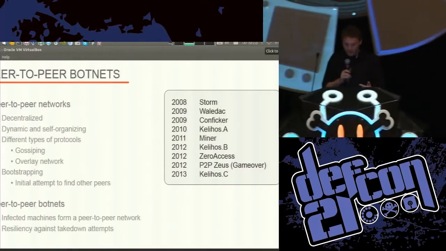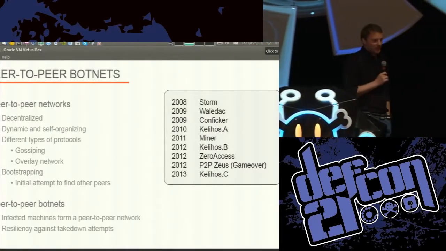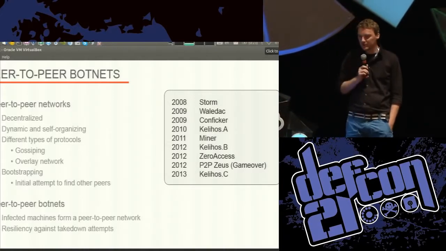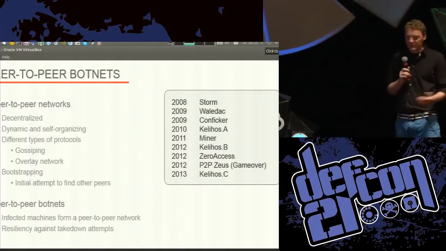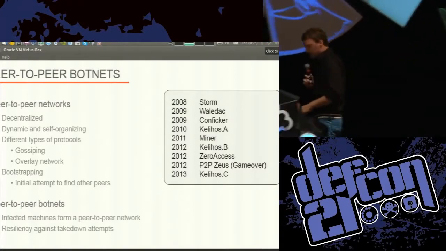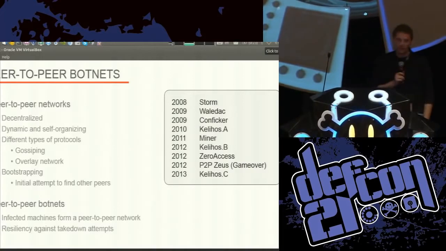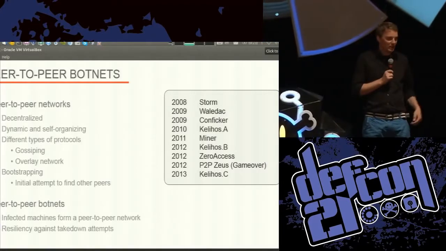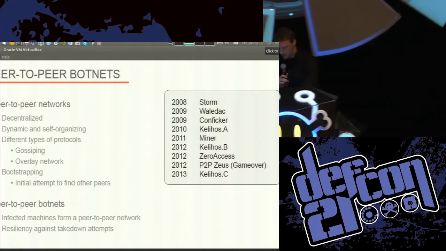Okay, well, going back to my slide here, obviously people build peer-to-peer botnets because they have the same goals as other people who build peer-to-peer networks, right? They want to create an infrastructure that is resilient against takeover attempts or takedown attempts. So that's the goal, and that's why they're getting somewhat popular. I'm sure there are other peer-to-peer botnets out there that are not on my list. I'm aware of a few, but I haven't looked into them, so I'm not going to talk about them.